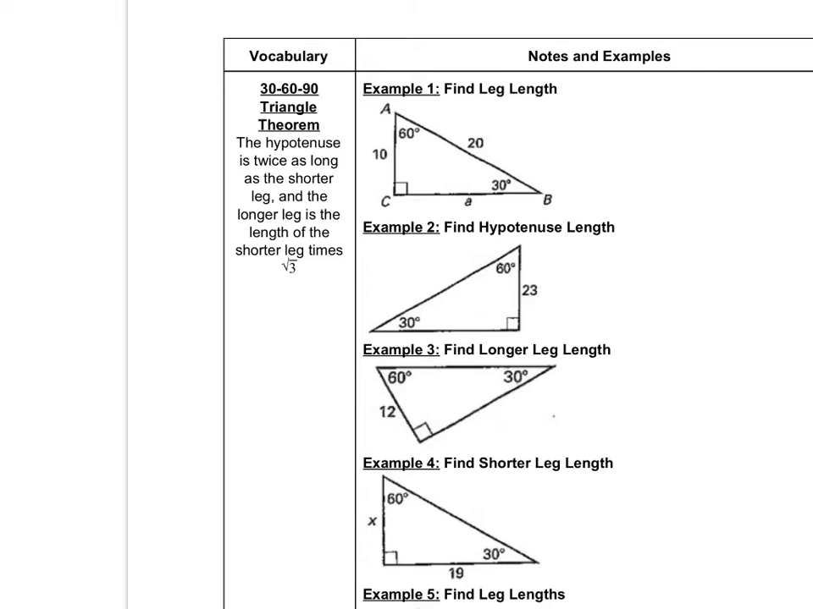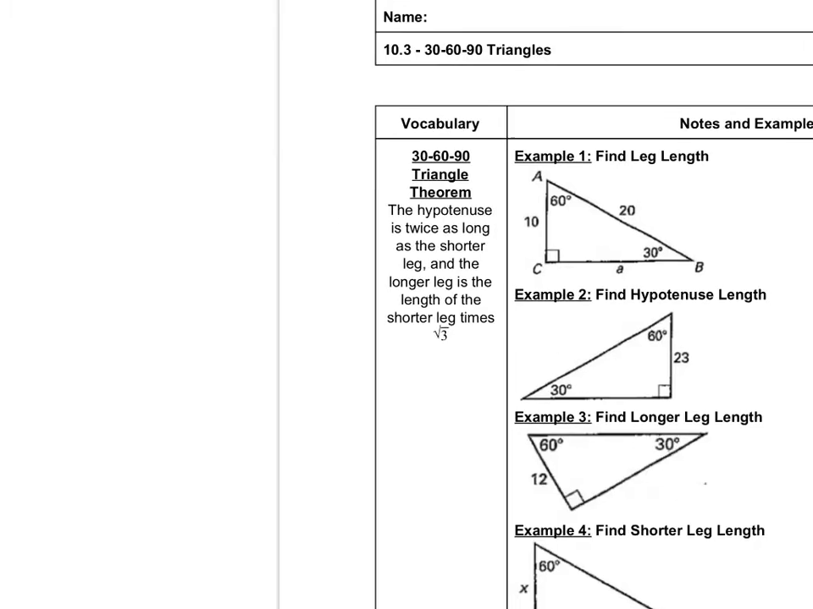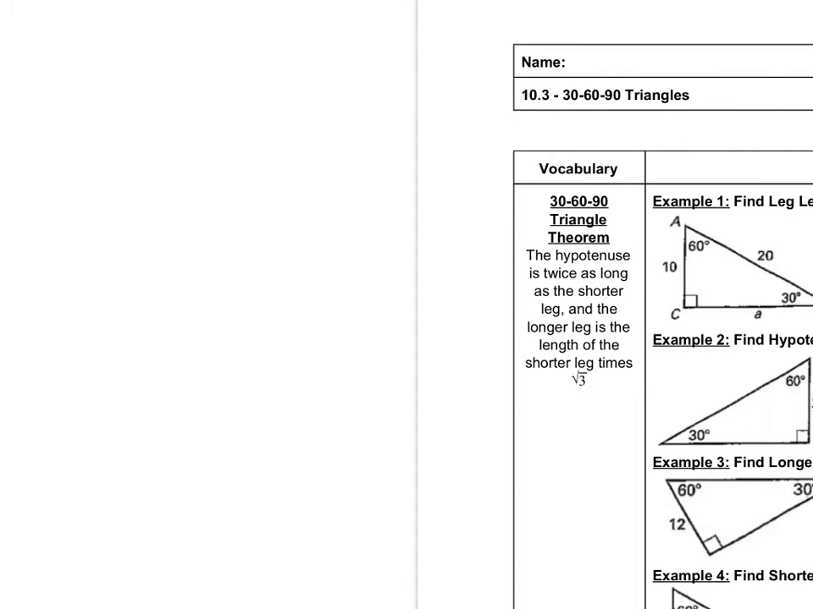We're talking about the 30, 60, 90 triangle theorem today. Just to give it to you in a nutshell, if I drew a triangle over here, it's got to be a right triangle, always. If you recall, this is side A, this is side B, this is side C, right? Now, C is the hypotenuse, and A and B are the legs.